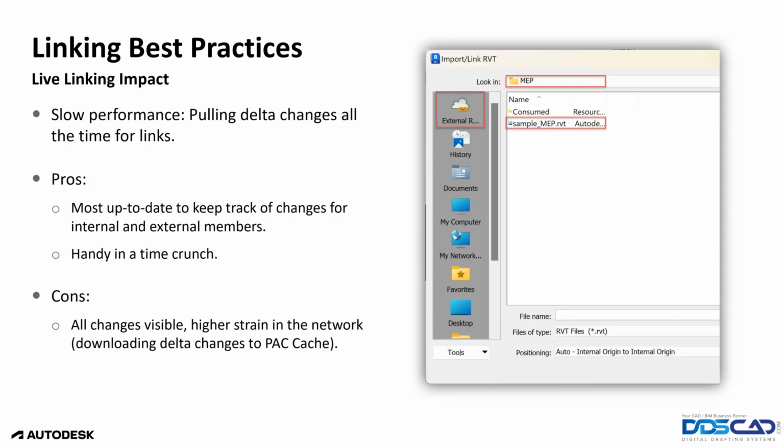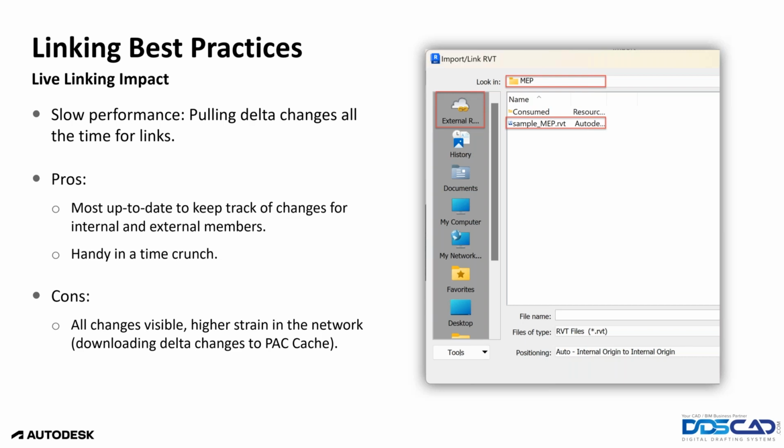All right, so now let's talk about the three linking methods. Let's talk about live linking first. It's going to be slower performance, like we talked about, because it's constantly pulling those changes, because those links are constantly updating. So the pros, it's one of the most up-to-date ways to keep everybody on the same exact page as much as possible, and it's handy in a time crunch for that same reason.